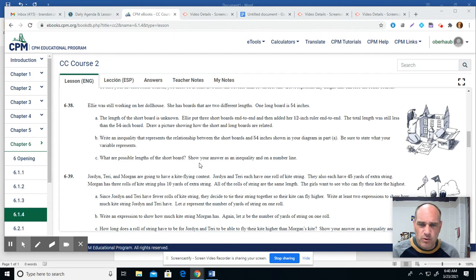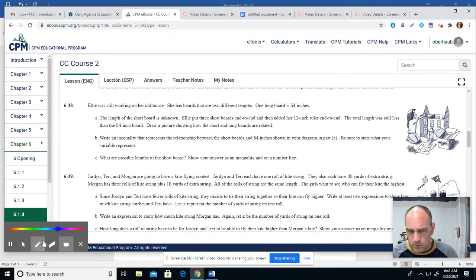Ellie puts three short boards end to end and then adds her 12-inch ruler end to end. The total length was still less than the 54-inch board. Draw a picture showing how the short boards and long boards are related. All right, so I'm going to draw that up here.